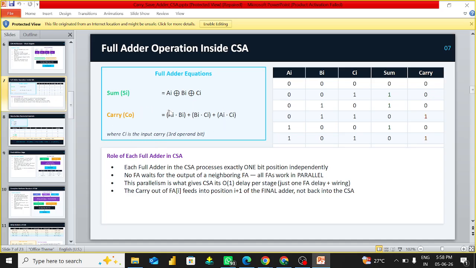And for carry, A AND B plus, where plus means OR operation, B AND C, OR operation, A AND C. So this is what we are going to write inside the carry and sum equations.